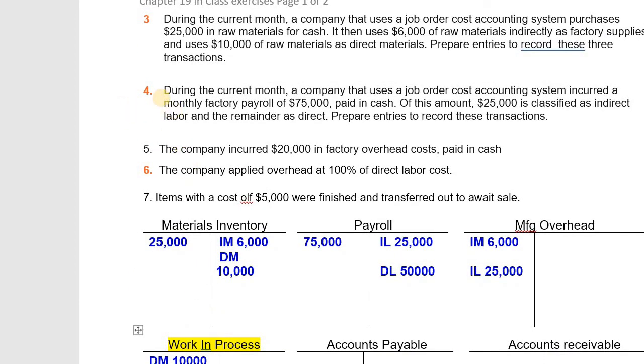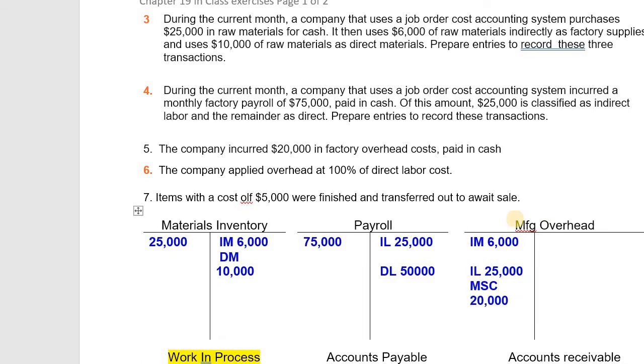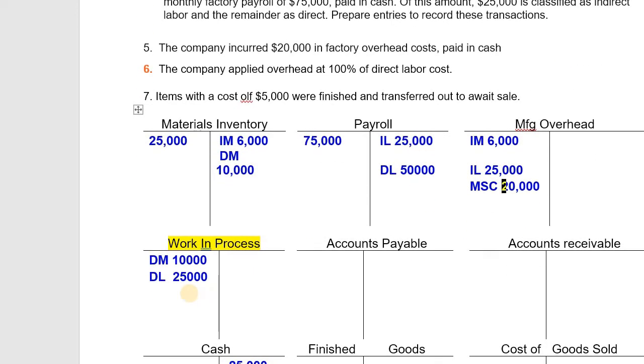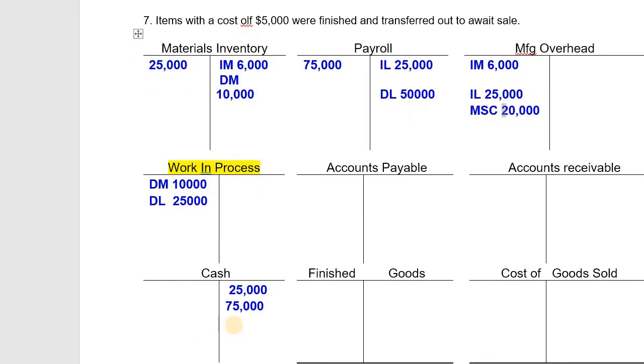Number 5, the company incurred $20,000 in factory overhead costs paid in cash. So you're going to pay some overhead, $20,000 worth. I'm going to put miscellaneous here. Let's make a little room here too. There we go. And that's going to be paid in cash, $20,000.